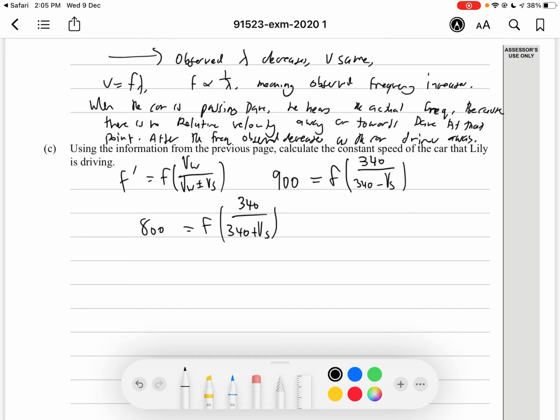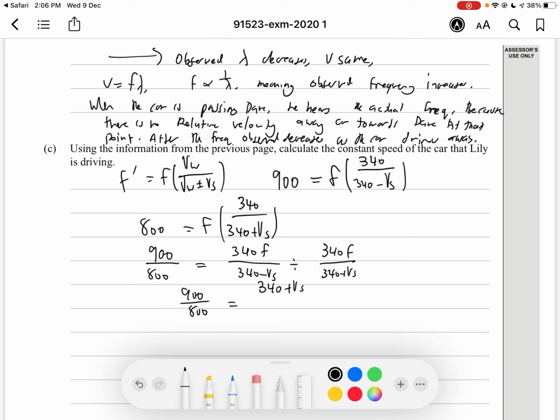The easiest way to do this question is that we just divide these two equations and leave one variable. Since the actual frequency remains the same in both cases, we can easily cancel it out by dividing the two equations. So we can say that 900 divided by 800 equals 340F over 340 minus Vs, divided by 340F over 340 plus Vs.